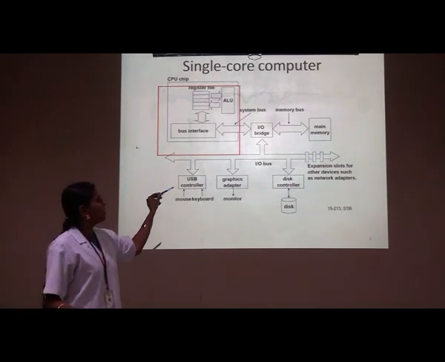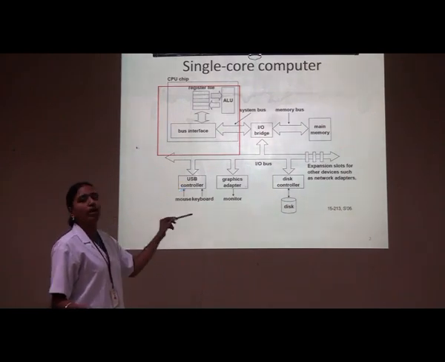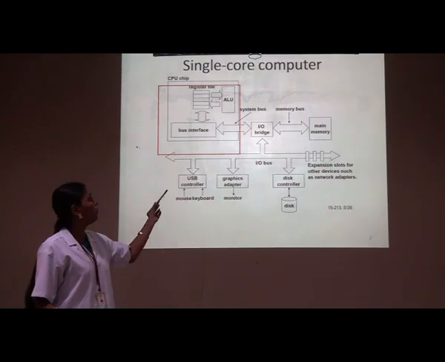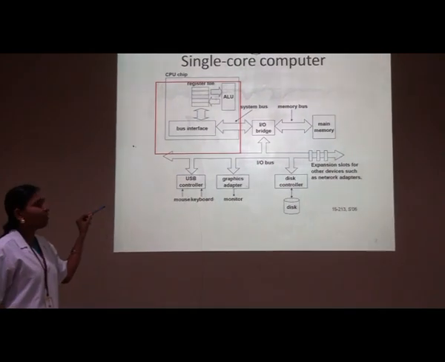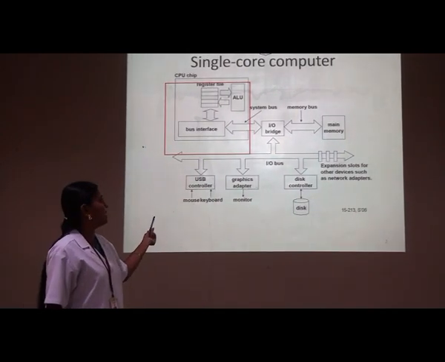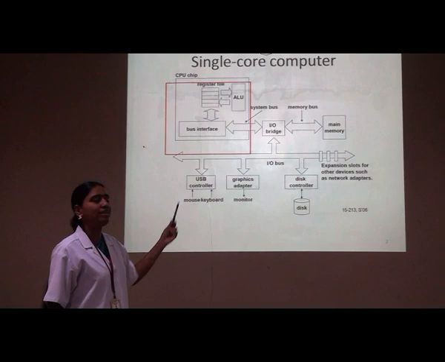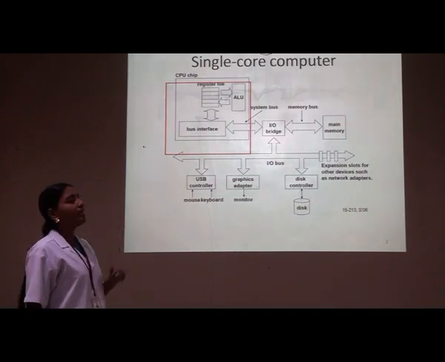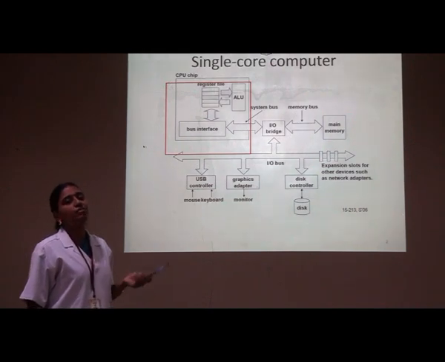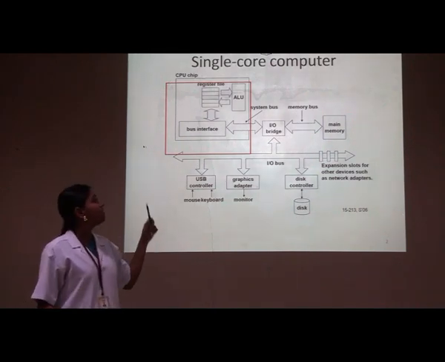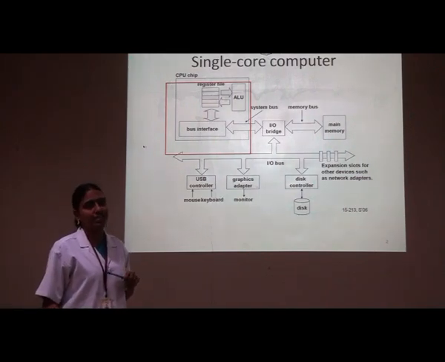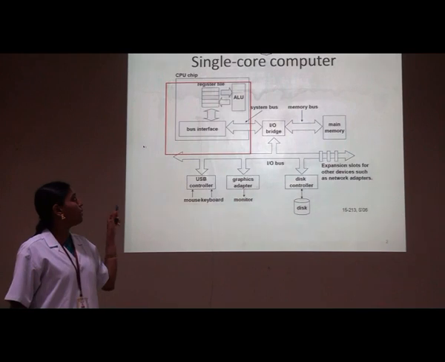The I/O bus is used to connect our I/O controllers. That is, input controller, output controller, anything can be connected with the help of the I/O bus. So here we have the USB controller. With respect to I/O controllers, we use the USB controller, graphics adapter, as well as disk controller. The main parts of the CPU chip are registers as well as the ALU. Registers are used for storing, whereas the ALU is used to perform arithmetic and logical operations. So this is the single core computer.